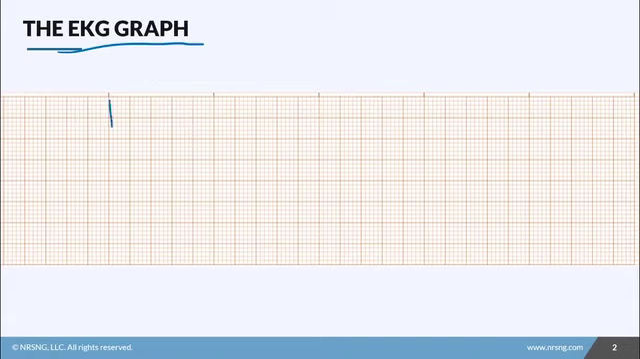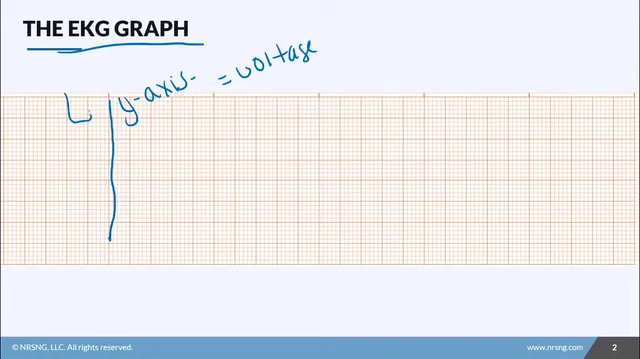First, let's start with these bolder lines that go vertically down. These are the y-axis. They are the vertical lines, and they measure voltage. One large box is 0.5 millivolts. Basically, what this means is when we have our waveforms, our P, Q, R, S, T, it measures the amplitude to see how high these waveforms get on an EKG.